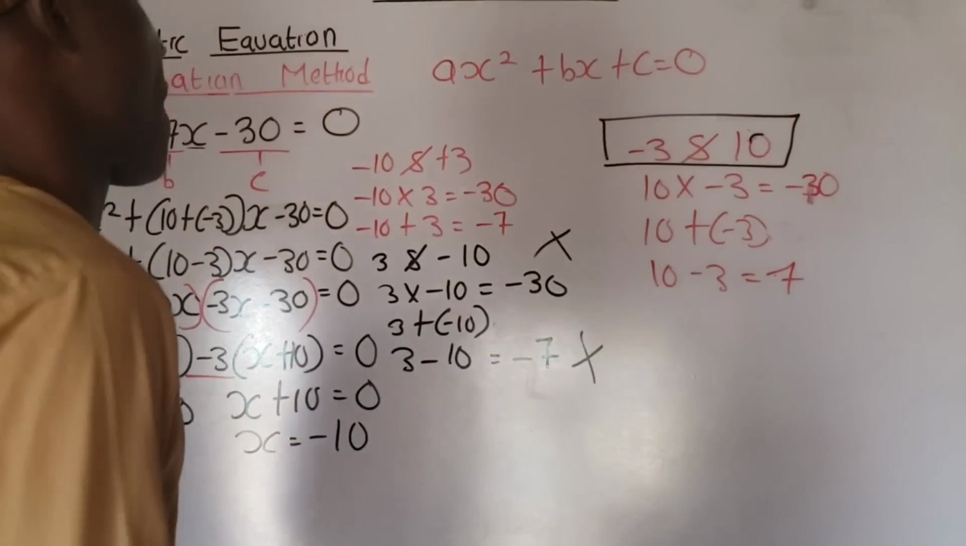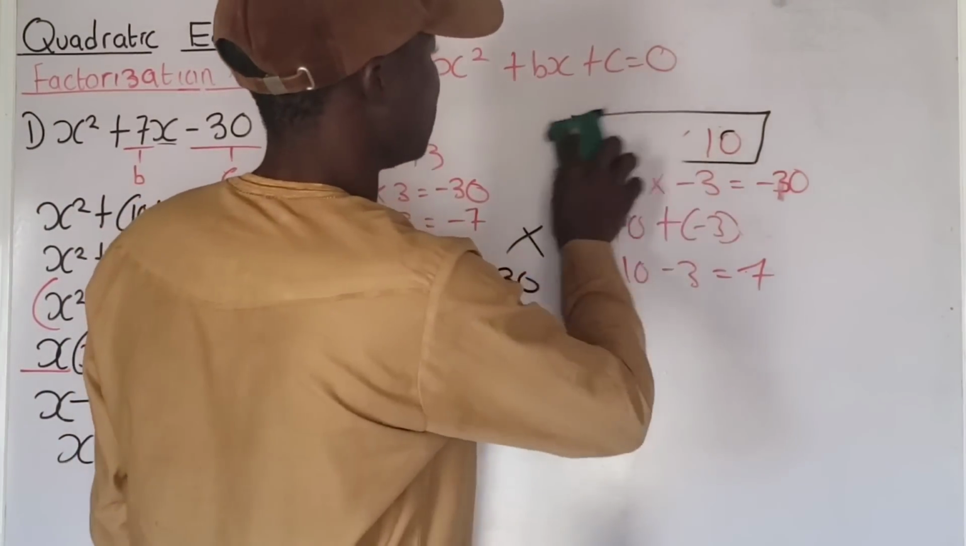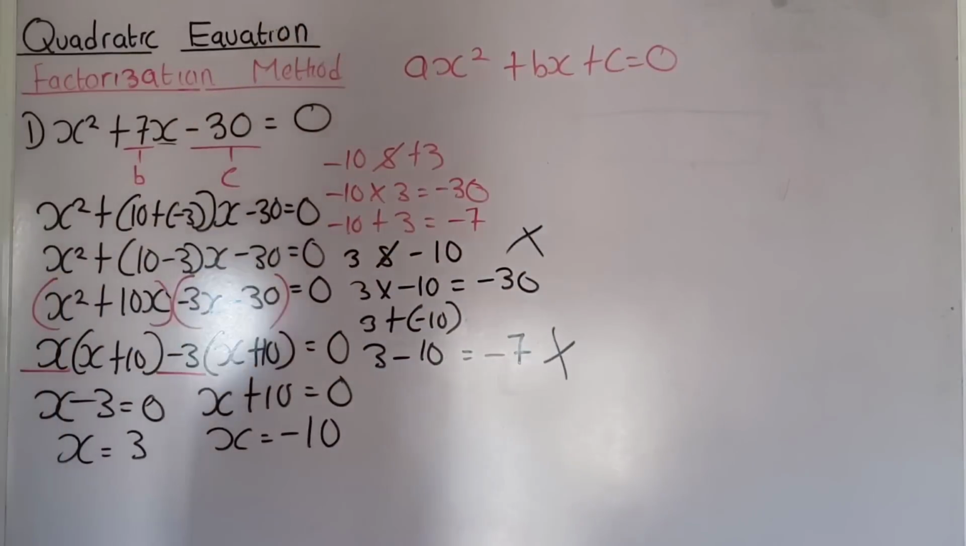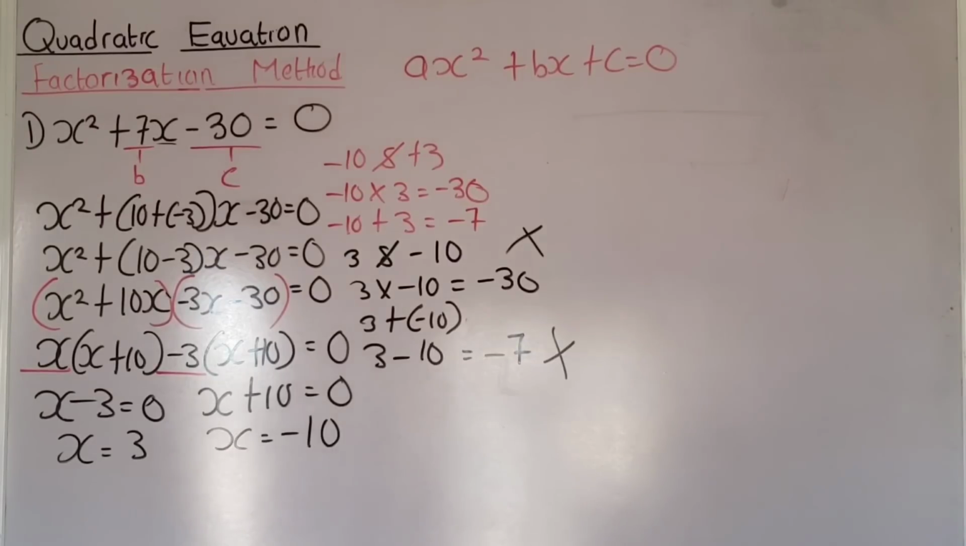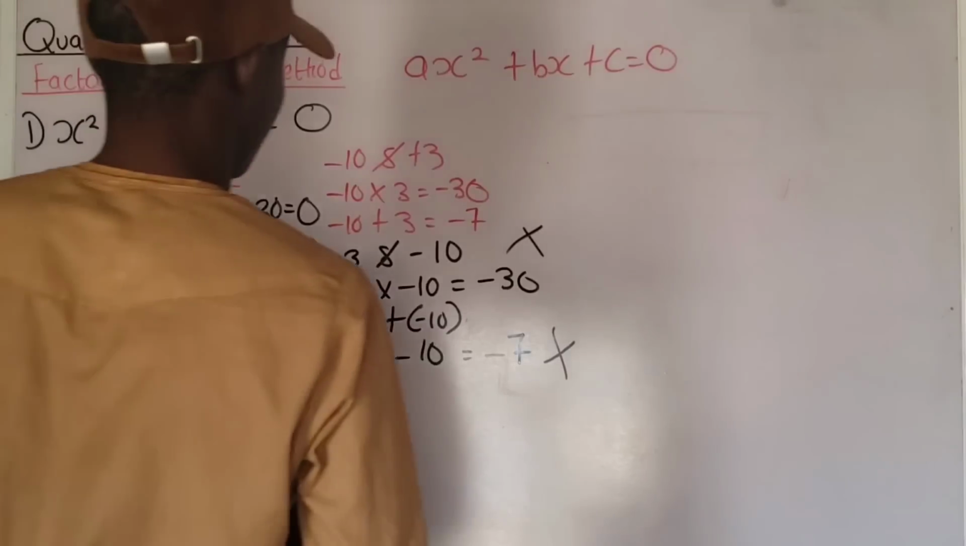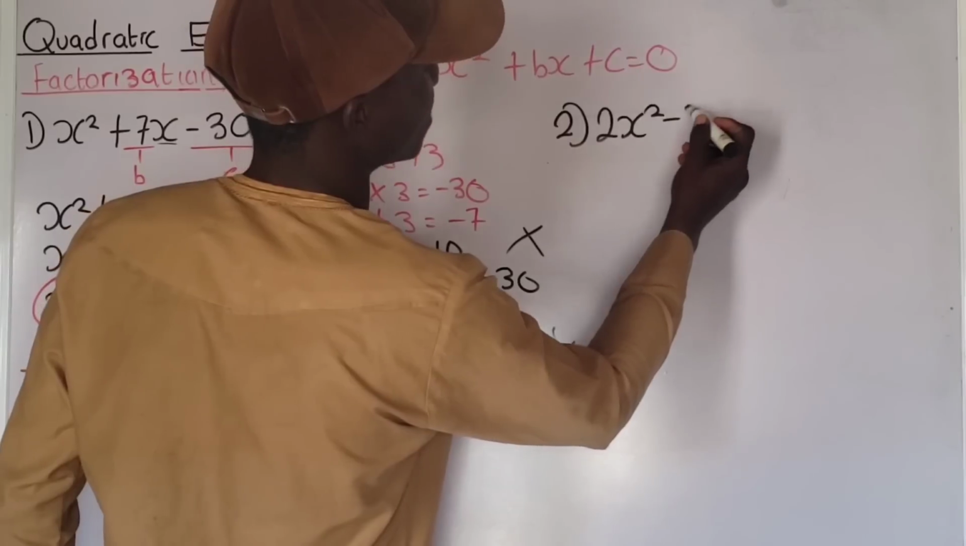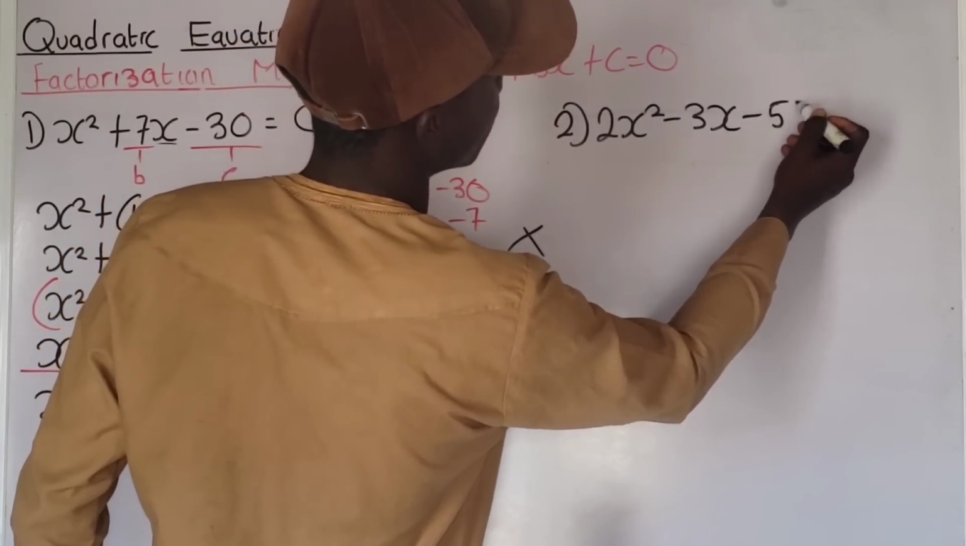Okay, let me erase this now. Okay, for the second question, we are asked to find the value of x in this quadratic equation: 2x squared minus 3x minus 5 equals to 0.